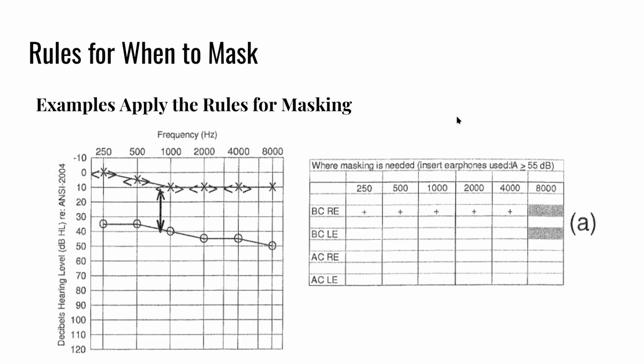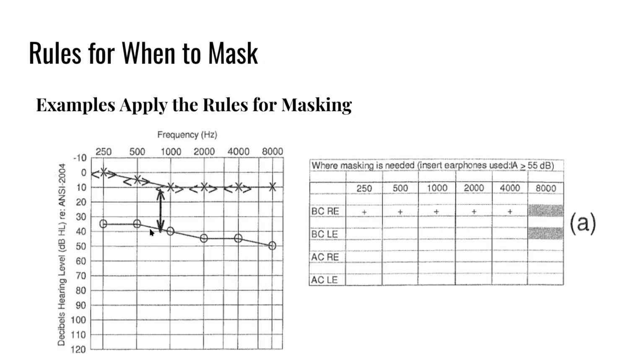You can see that the masked bone conduction threshold for 1,000 Hertz might be at 10 dB, but it might be at 40 dB. At 2,000 Hertz, it might be at 10 dB. It might be at 45 dB. At 4,000 Hertz, it might be at 10 dB. It might be at 45 dB. At 500 Hertz, it might be at 5 dB. It might be at 35 dB. 250, it might be at 0. It might be at 35 dB.